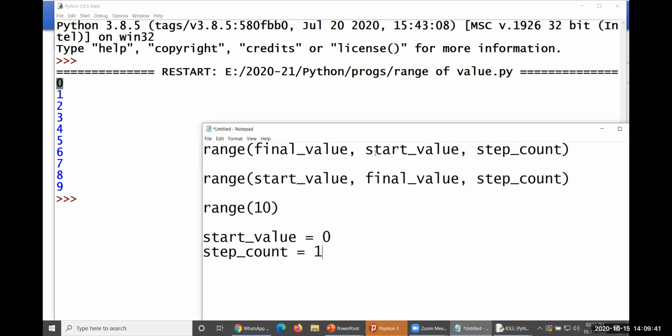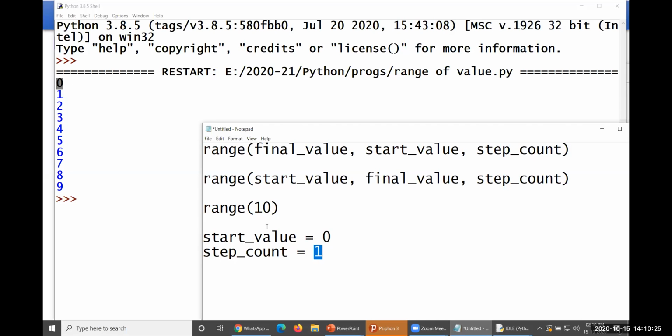Okay. So by default, the start value and step count values have been set like this: start value as 0, and step count is, wait a while, please. So the start value will be equal to 0 here. Therefore, if you provide only one parameter, the default value for start value is equal to 0, and the default value for step count is equal to 1. Therefore, the range function produces values something like this here.